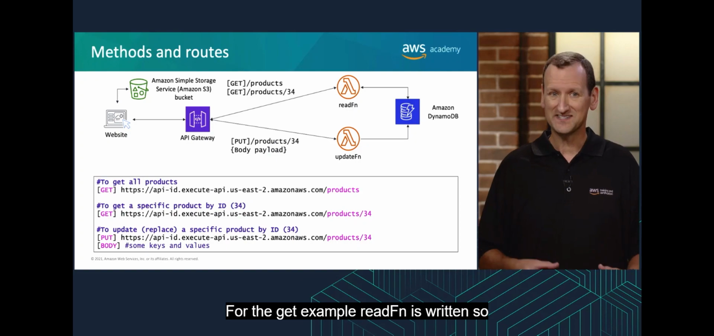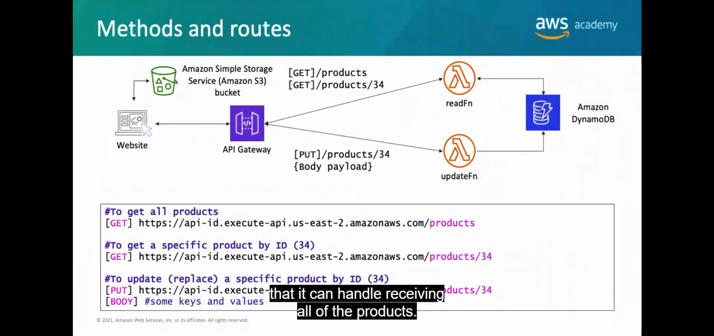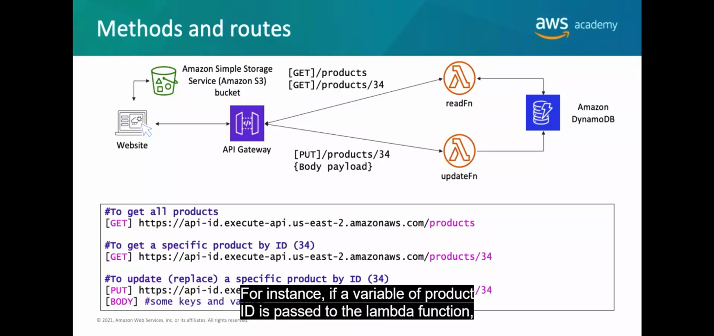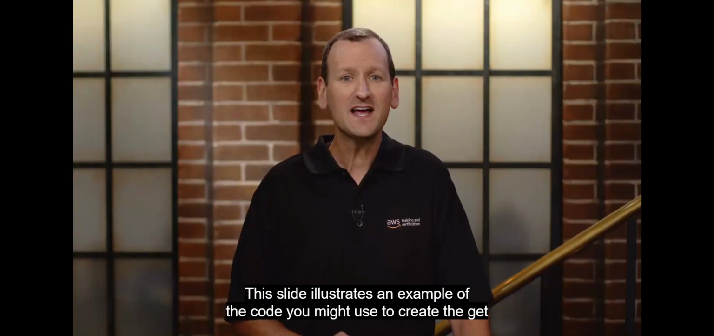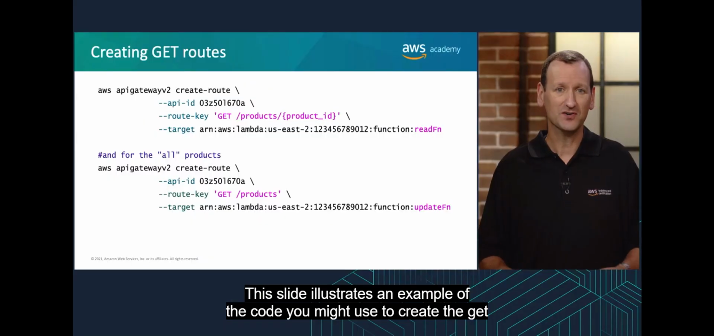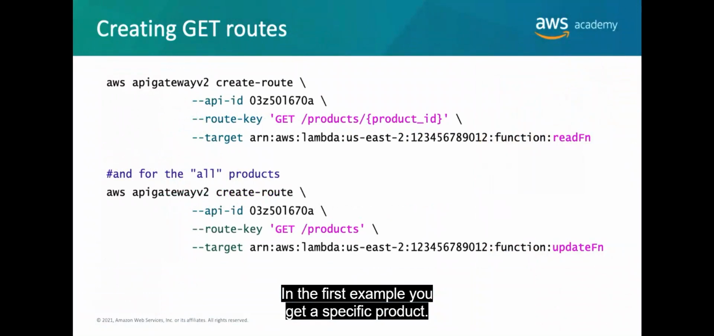For the get example, readFN is written so that it can handle receiving all of the products. For instance, if a variable of product ID is passed to the Lambda function, then it responds with a query instead of a scan. This slide illustrates an example of the code you might use to create the get routes. In the first example, you get a specific product. In the second example, you get all products.